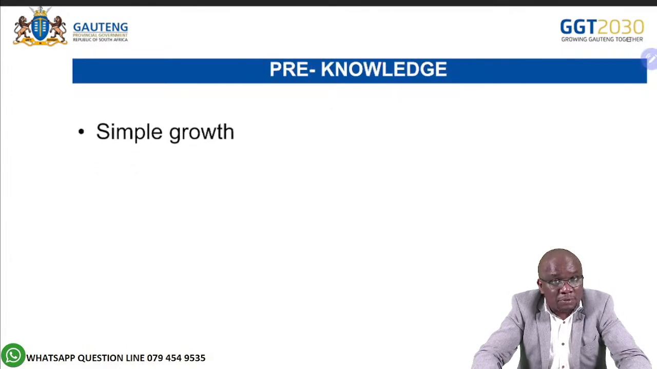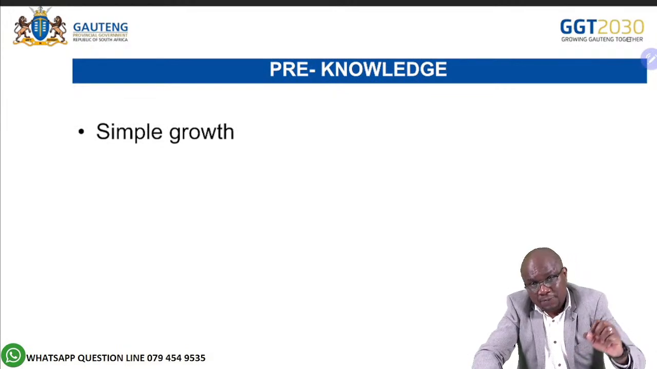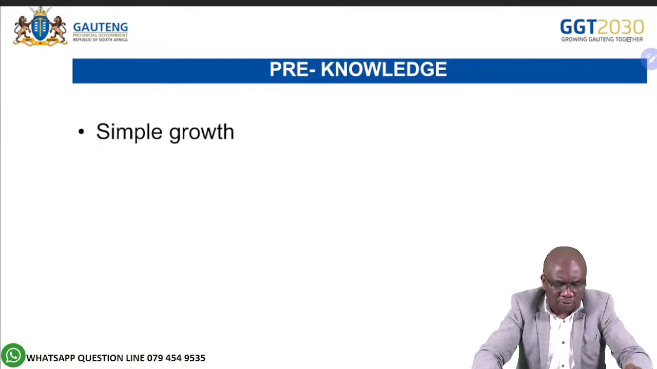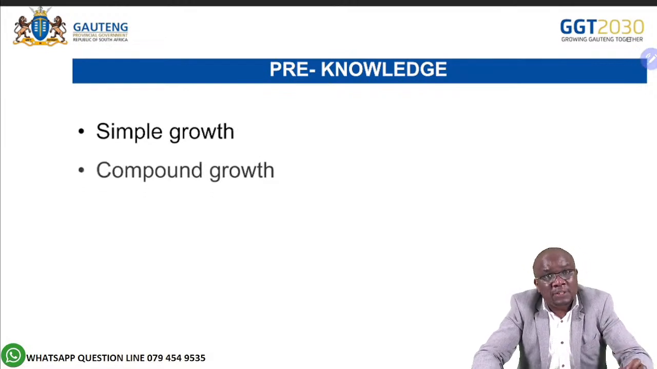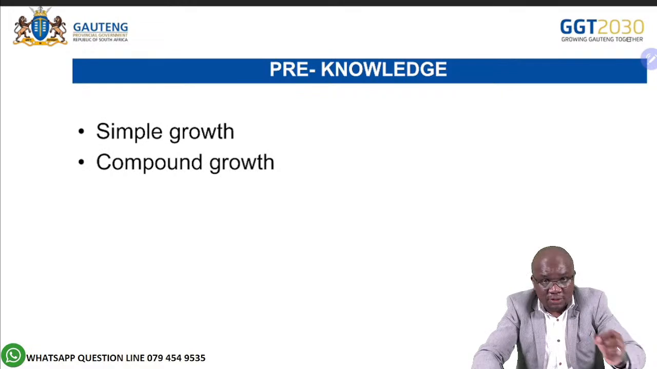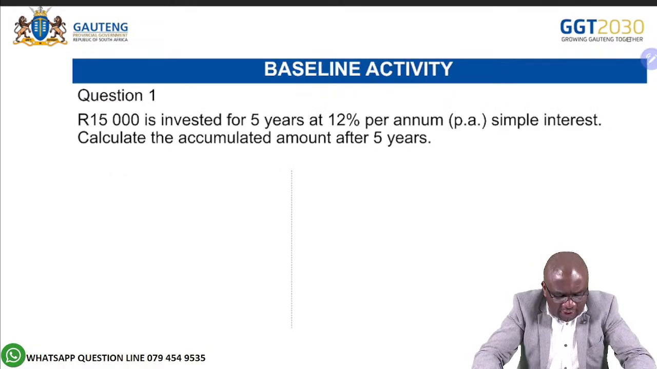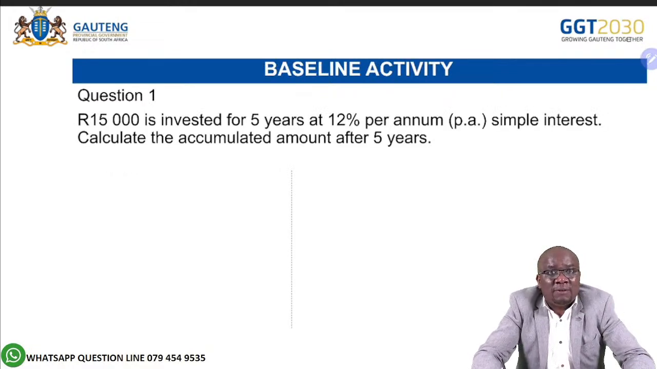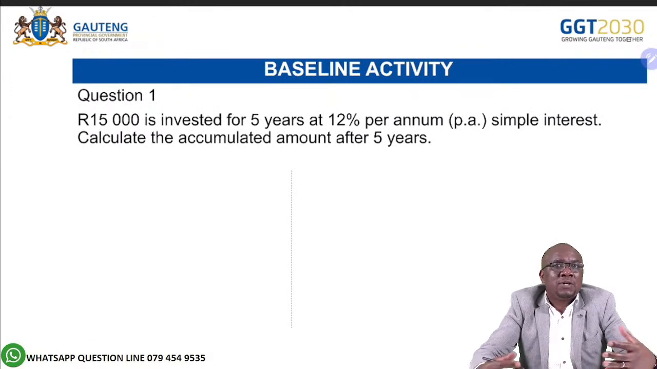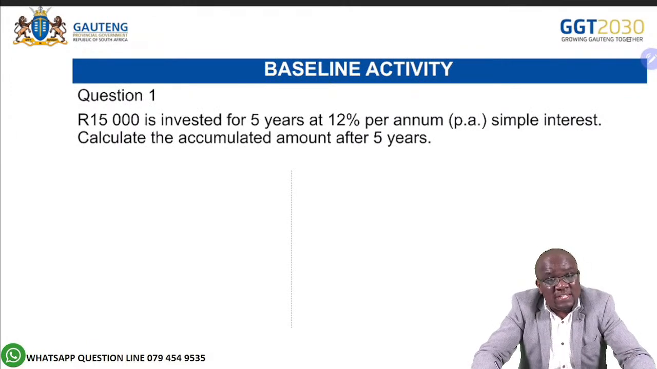We have done simple growth, like I said. If you remember higher purchase, remember simple growth. And then compound growth, remember inflation. Right, we're going to start by doing our baseline activity using what we learned in the previous lesson, and this one also will assist us to understand what we're going to be doing today.